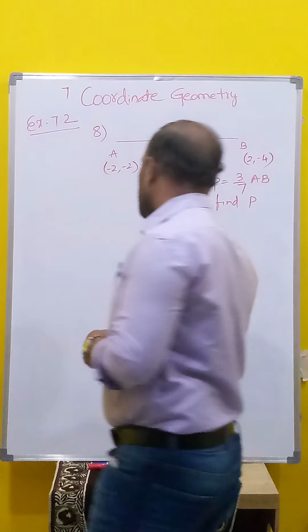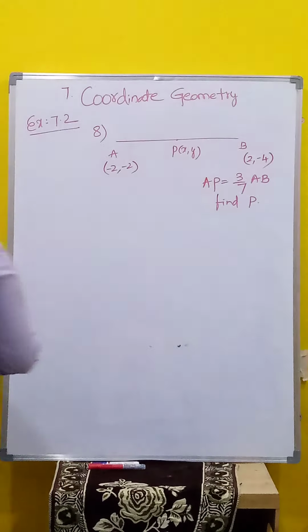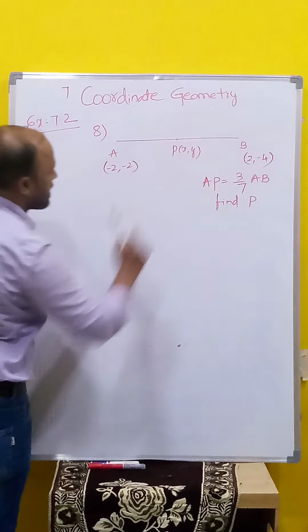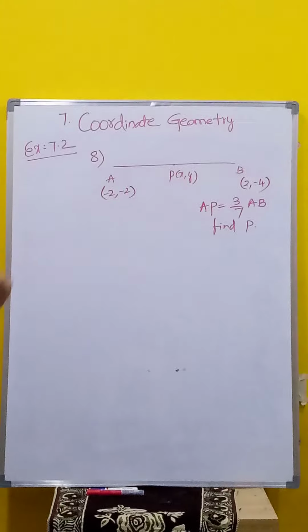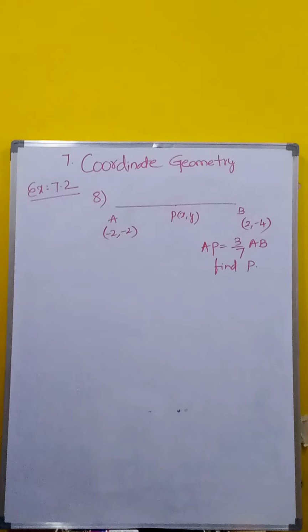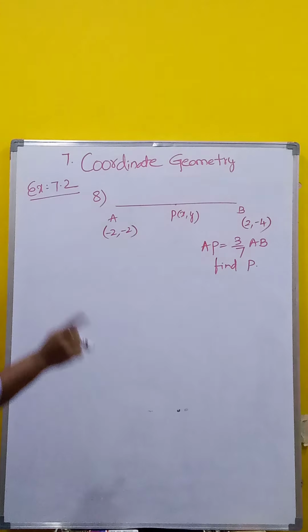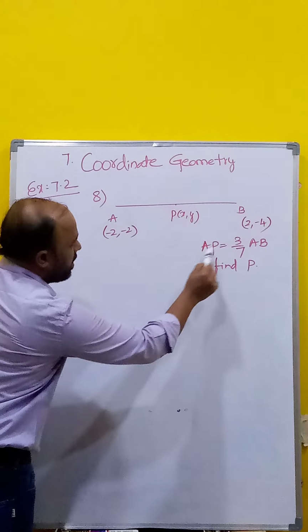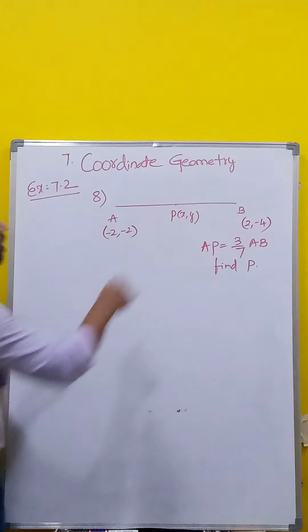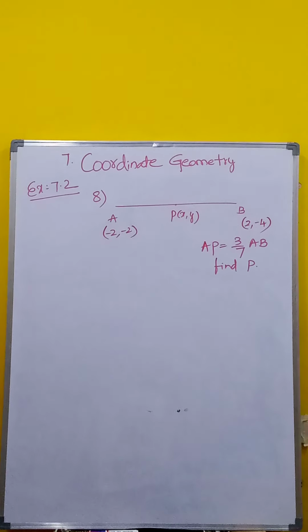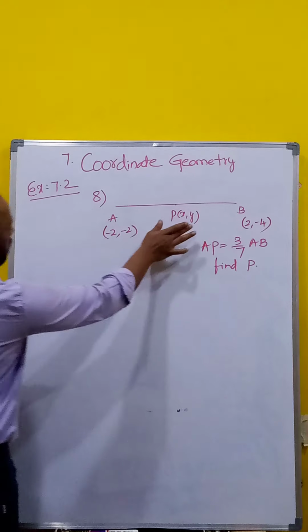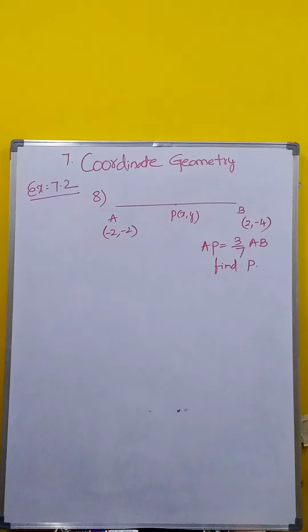Students, now we'll go for question number 8. The given question is: AB is a line segment, P lies on AB. Then AP is equal to 3 by 7 of AB. The condition is given clearly: AP is equal to 3 by 7 into AB. Find the coordinates of P. We have to find the x, y values.